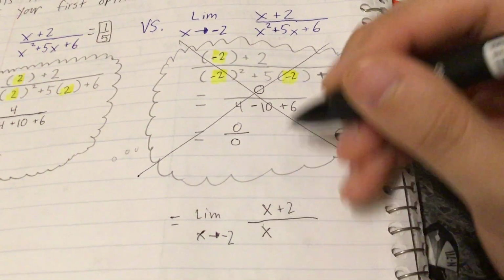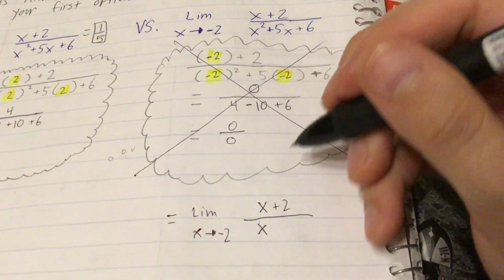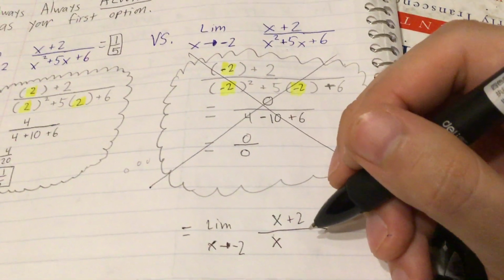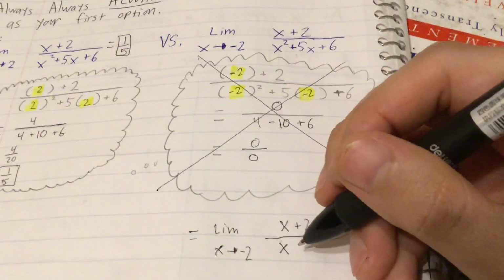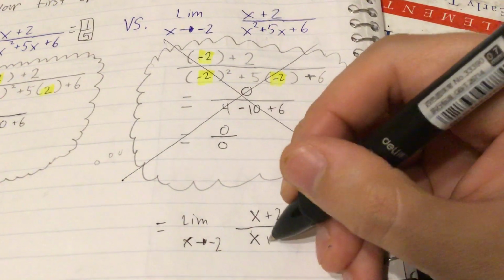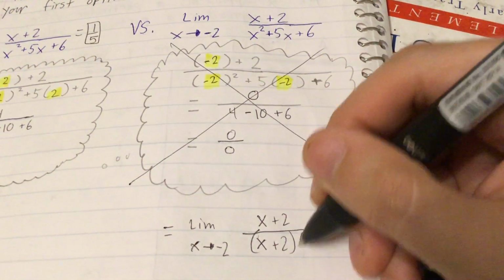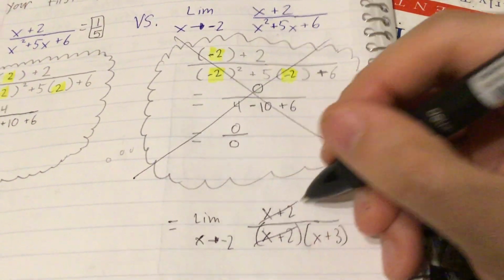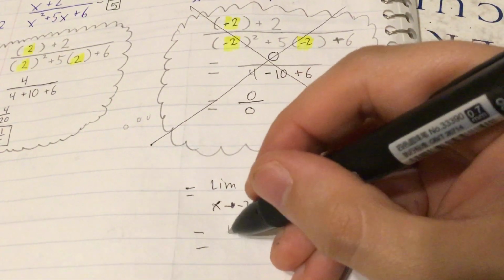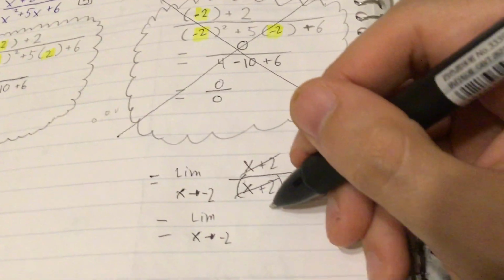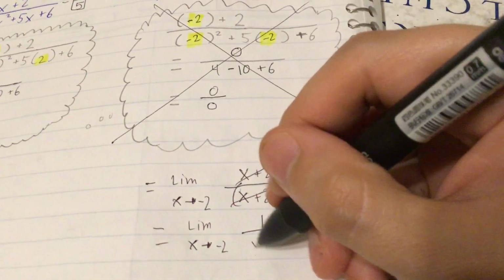So that factors into what two numbers multiply to 6 and add to 5? 1 times 6? No, 1 plus 6 is 7. 2 plus 3. 2 times 3 is 6. 2 plus 3 is 5. So that's x plus 2, x plus 3. And I cancel that out, leaving me with the limit as x approaches -2 for 1 over x plus 3.